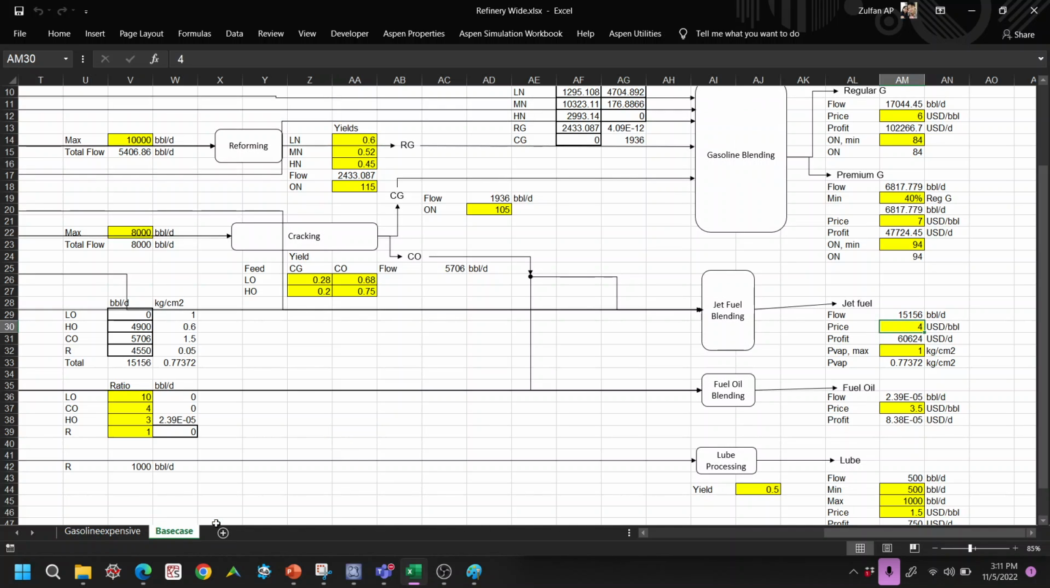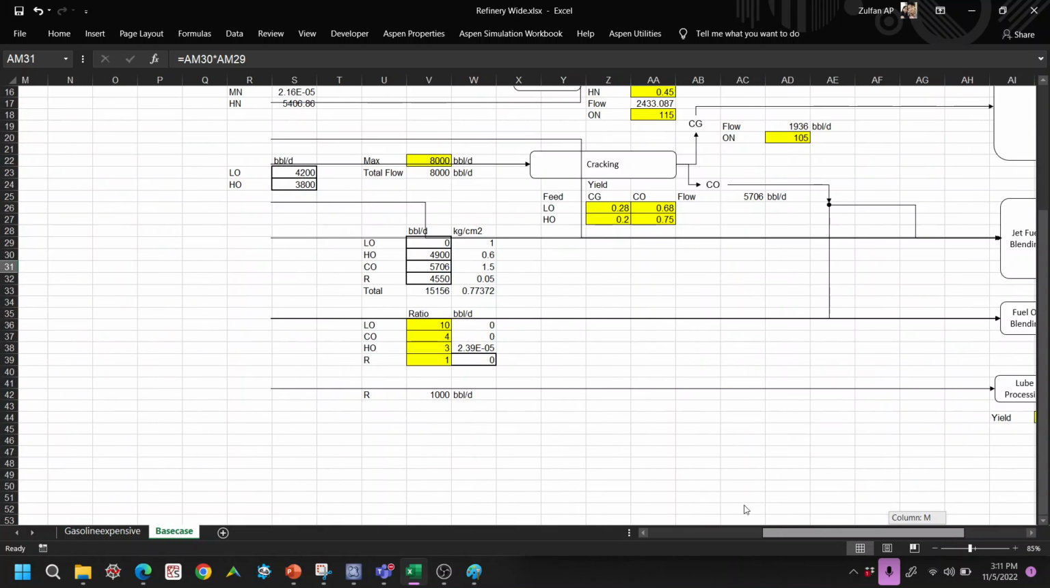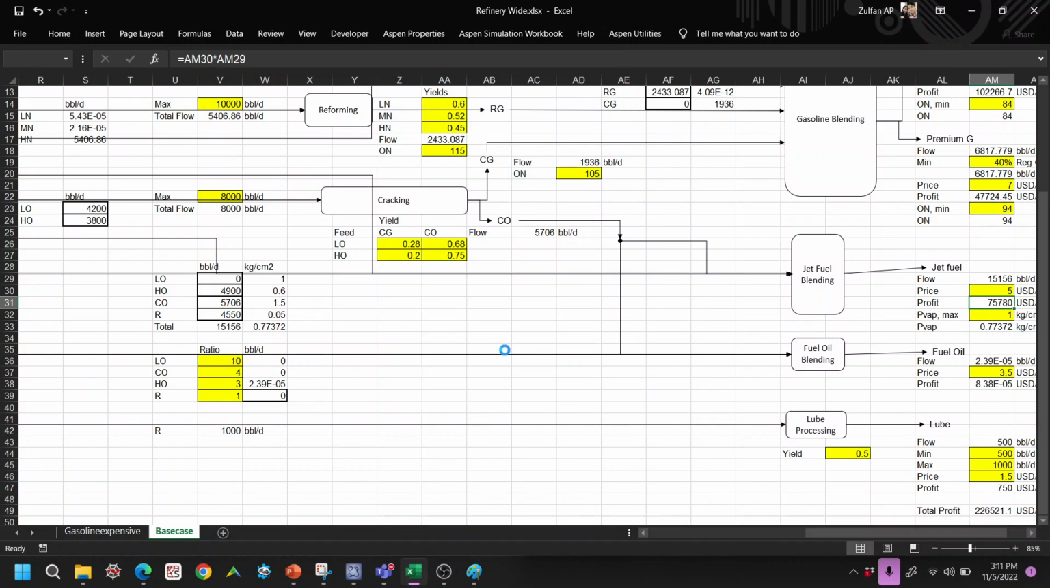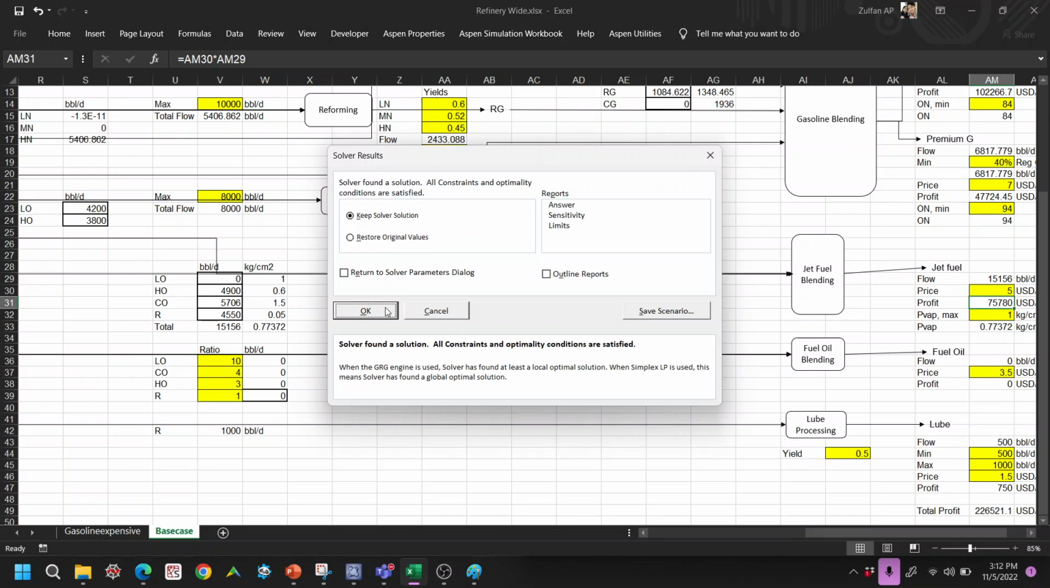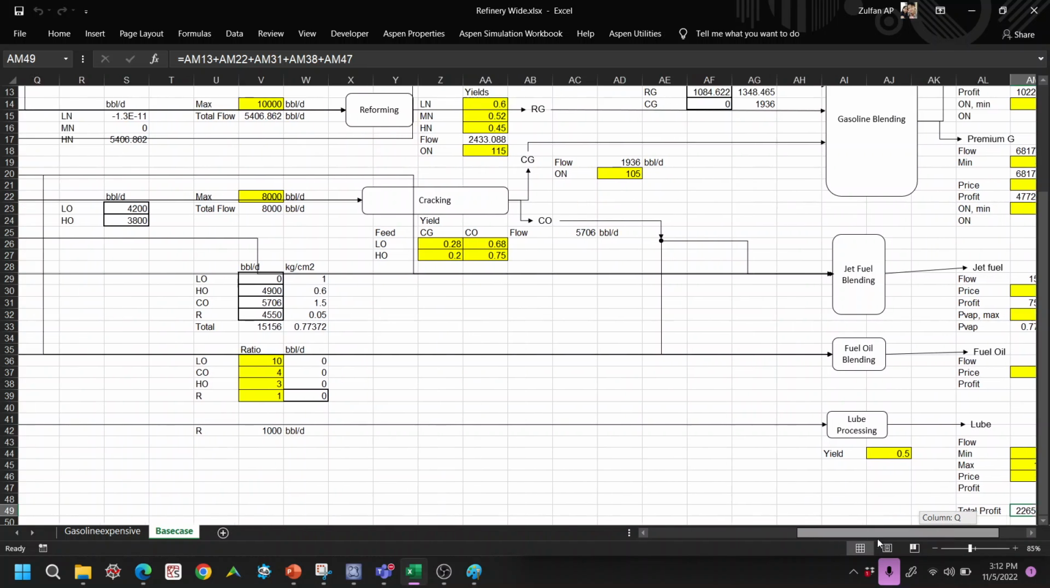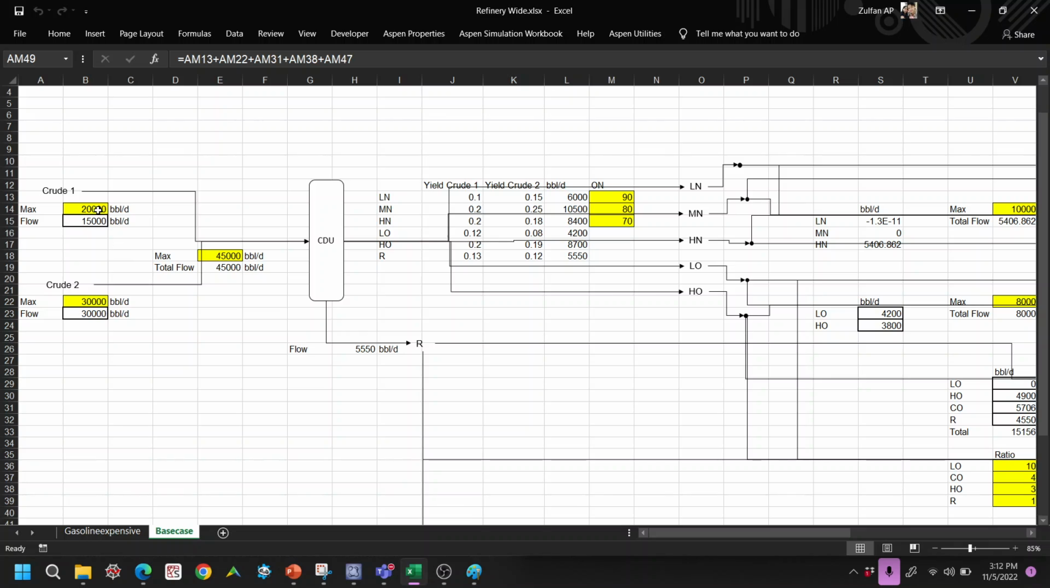And then from this base case, you can say, okay, now if, for example, somehow the jet fuel price is increasing, so it's no longer 4 but 5, for example, let's see. Then, solve again. So now your profit is obviously 220,000.